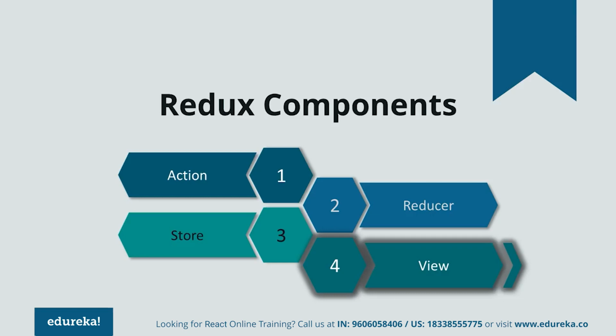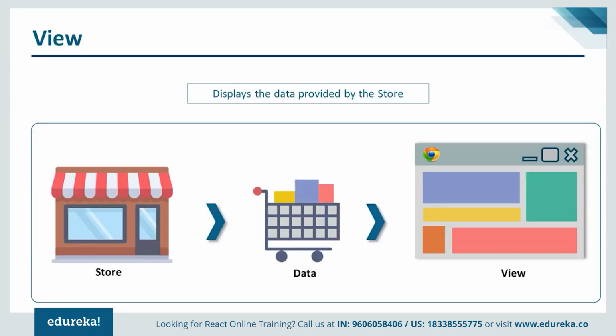Now the fourth and the last component in Redux is view. So view is nothing but the thing which is displayed on the screen, or the data or the view which is provided by the store, I can say. So this is the store. This is your data, and this is your browser screen or the application screen which is displayed to the user at the end. So view is displaying the data which is provided by the store.